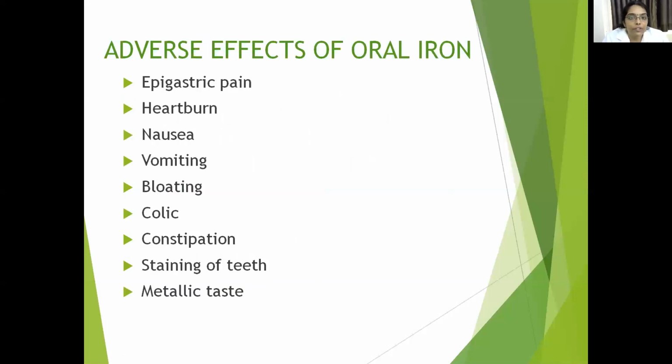Adverse effects of oral iron: mainly we can see the gastric side effects like epigastric pain, heartburn, nausea, vomiting, bloating, colic, constipation, staining of teeth, and metallic taste. So all these are the adverse effects of oral iron therapy.